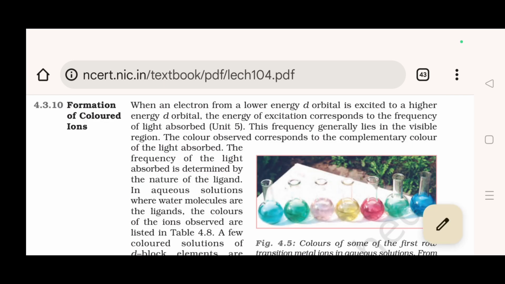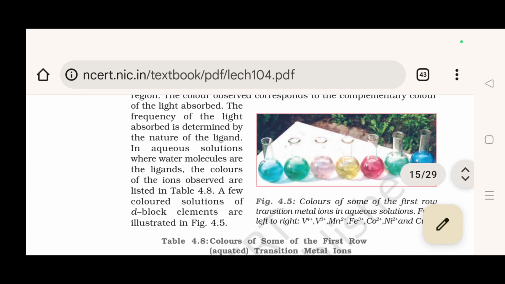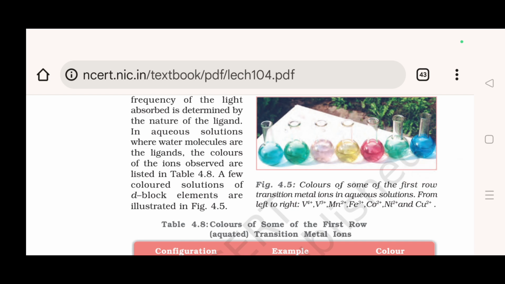When an electron from a lower energy d orbital is excited to a higher energy d orbital, the energy of excitation corresponds to the frequency of light absorbed. This frequency generally lies in the visible region. The color observed corresponds to the complementary color of the light absorbed. The frequency of the light absorbed is determined by the nature of the ligand. In aqueous solutions where water molecules are the ligands, the colors of the ions observed are listed in table 4.8. A few colored solutions of d block elements are illustrated in figure 4.5.